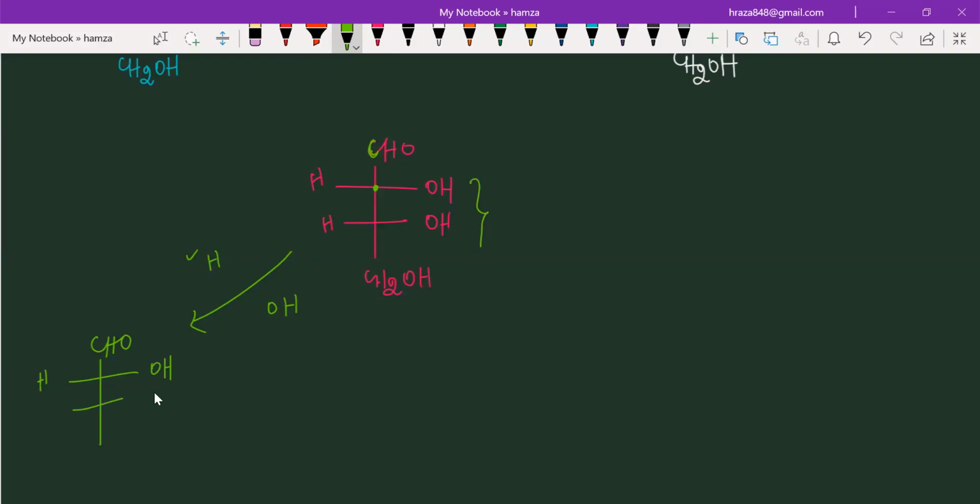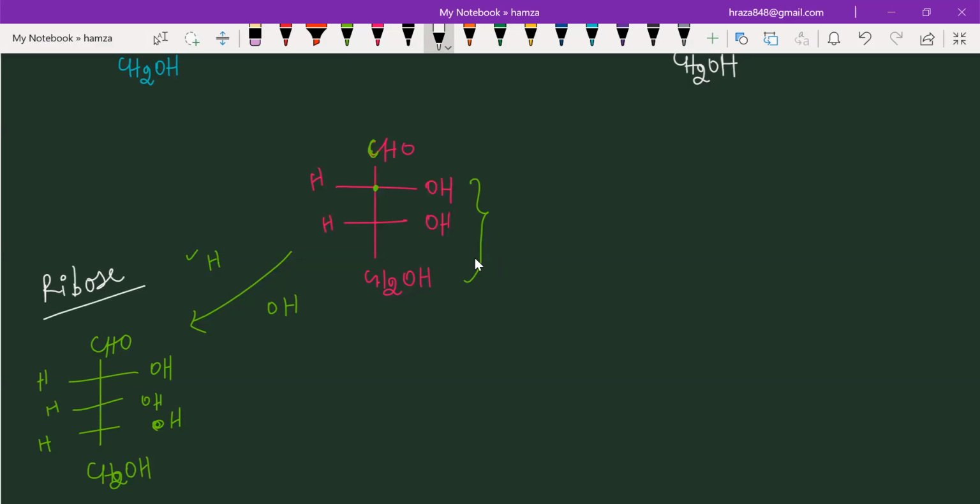This part will be the same as it is: OH, OH, and then CH2OH, and again H here, H here. This is known as basically ribose. This is known as ribose.